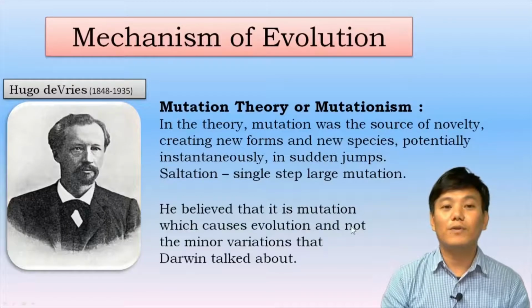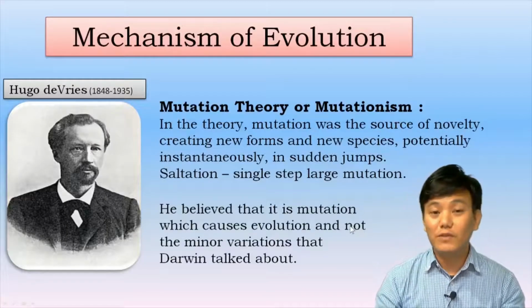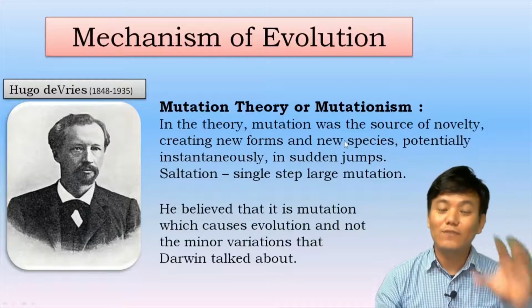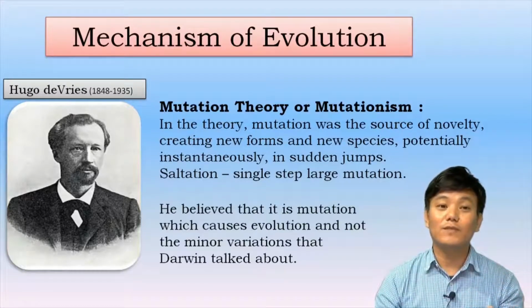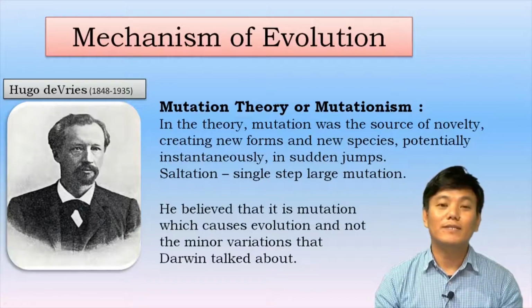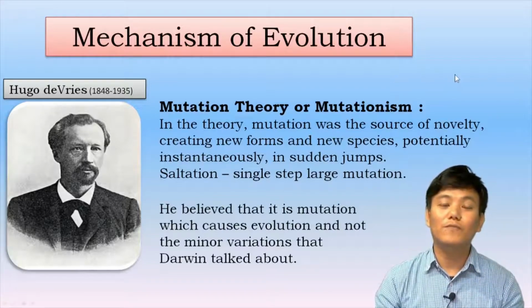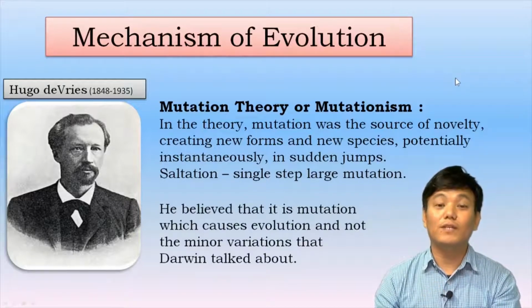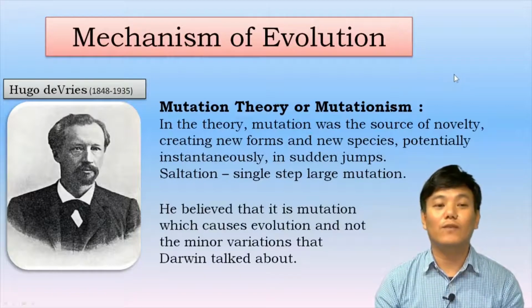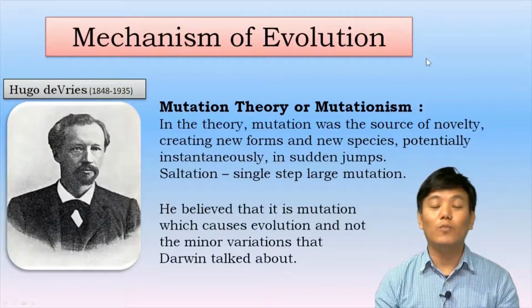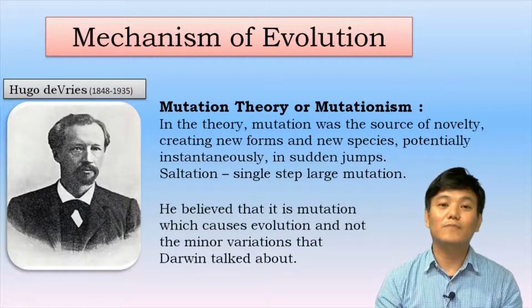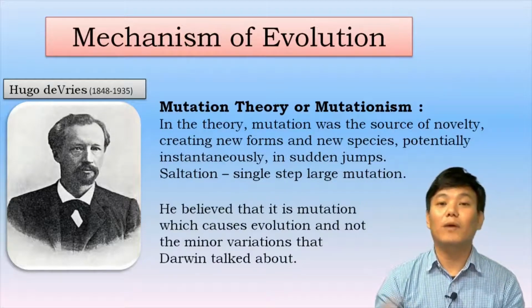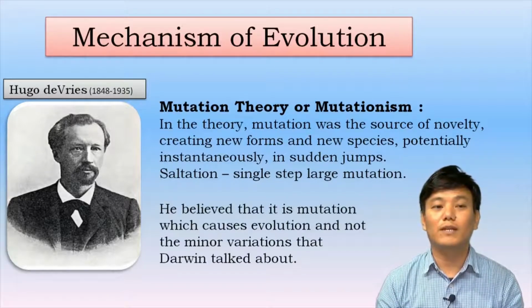Now let us talk about the mechanism of evolution. When we talk about the mechanism of evolution, Darwin's idea about natural selection was that evolution occurred in a very slow manner. He said that there are variations within the population, and among those variants, nature selects those which are fit or well adapted to that particular environment, right? So it is a very slow process, and Darwin did not explain how those variations came about, how those variations arose within the population. Darwin was unable to explain that, right?